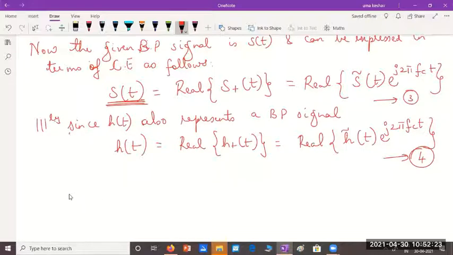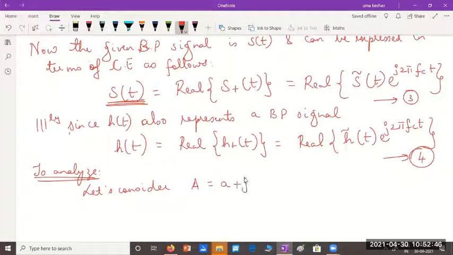Now I have to try and analyze this signal correctly. I have to get an expression for h of t properly. To analyze, let's consider a signal A as A plus jB. Then we are trying to recall some mathematical formulae, especially the complex conjugate, and how the complex conjugate will be helpful in analyzing this equation.